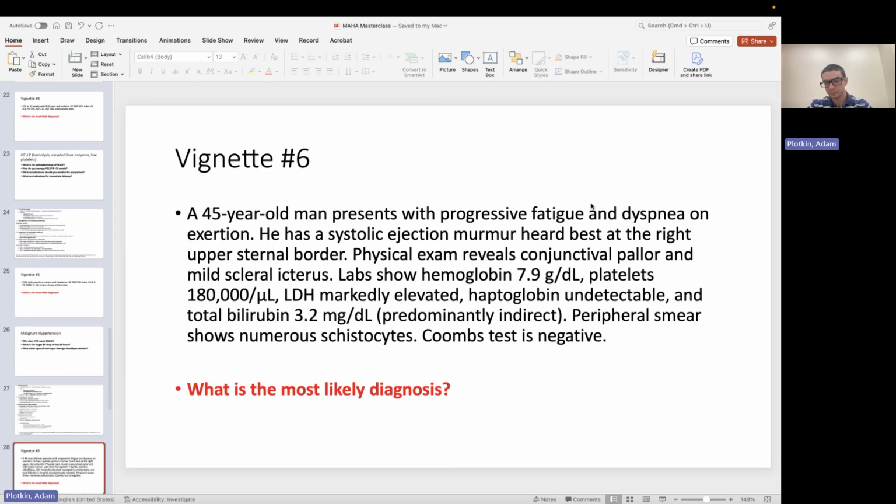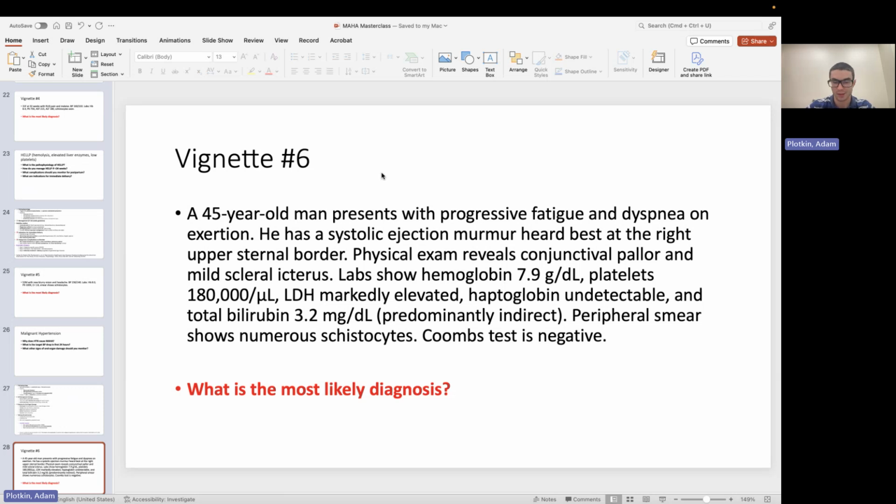Almost done here. Vignette number 6. We have a 45-year-old man who presents with progressive fatigue and dyspnea on exertion. He has a systolic ejection murmur heard best at the right upper sternal border. The physical exam reveals conjunctival pallor and mild scleral icterus. Labs show a hemoglobin of 7.9, platelets 180,000, LDH markedly elevated, his haptoglobin is undetectable, and the total bilirubin is 3.2 and predominantly indirect. Peripheral smear shows numerous schistocytes. The Coombs test is negative.